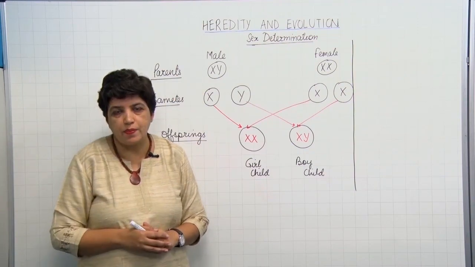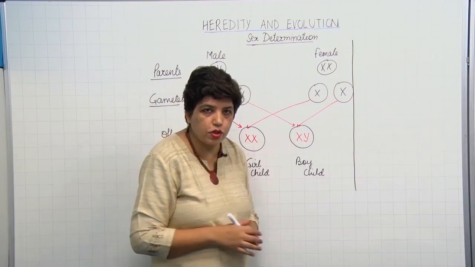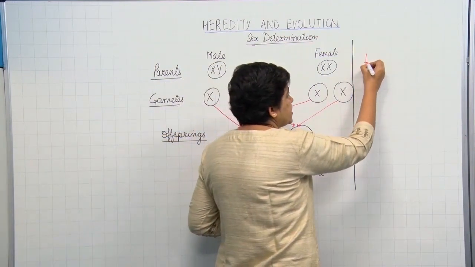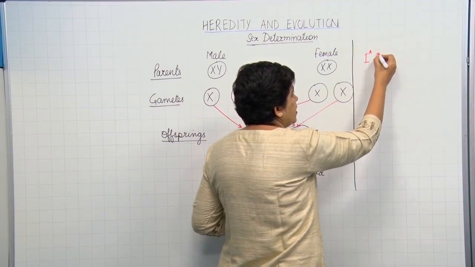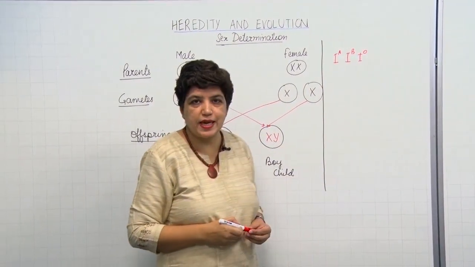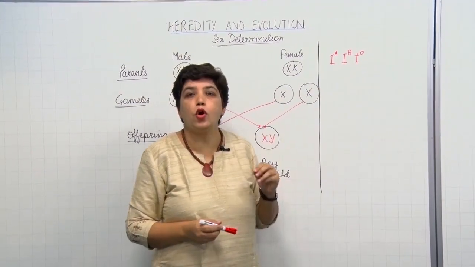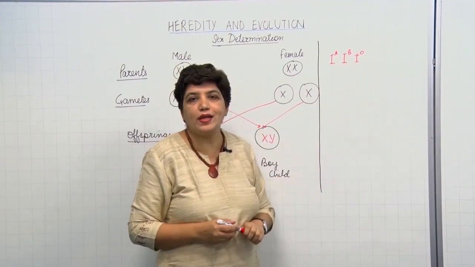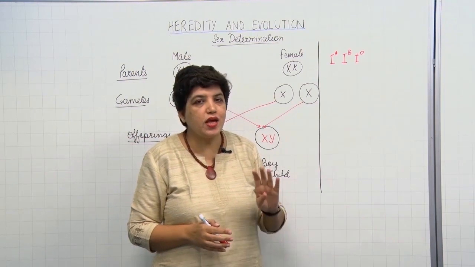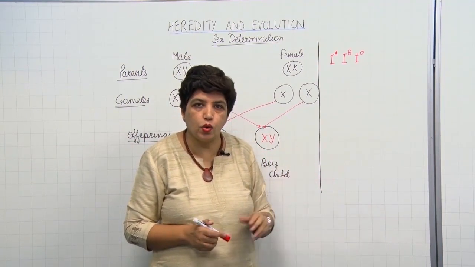I'll take another example of blood group. The blood group is controlled by three genes which are represented by the symbol IA, IB and IO. It is represented like this. So, out of these three, A and B are dominant genes, while this IO is a recessive gene. So as you know, there are four blood groups, A, B, AB and O.